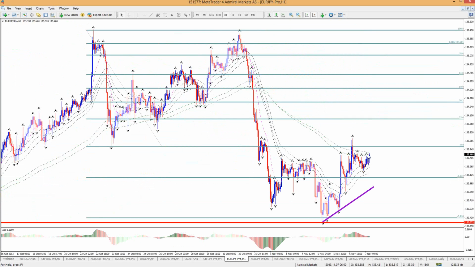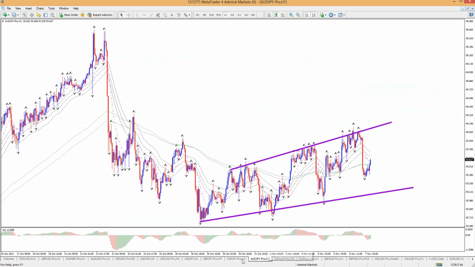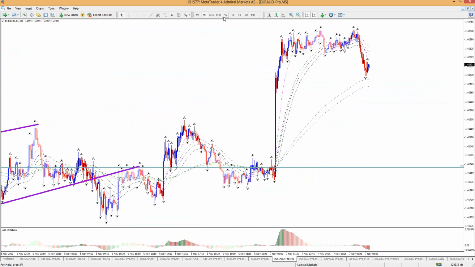So euro yen, yeah, it's at a talking spot. I wouldn't be surprised if we get continuation here after this bounce, but let's see. Odd yen, funky. It was trying to break out here, but got also hammered with the news announcement. I would be careful at the moment. Quite choppy correction, or movement at least.